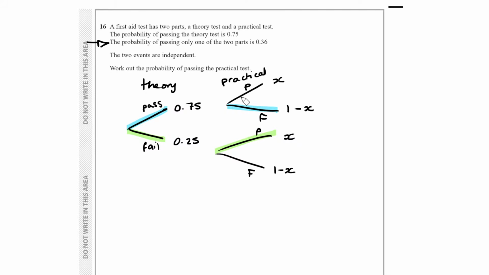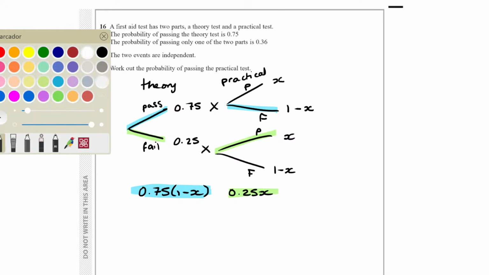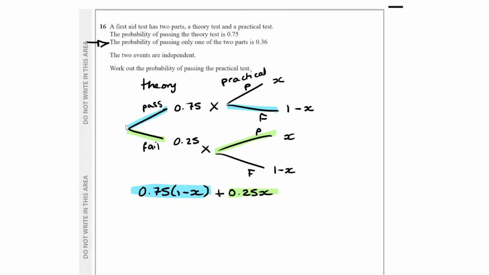Now imagine you're working through a probability tree. When you work through them, we always multiply between the branches. So for the blue option, that would be 0.75 multiplied by 1 minus x. And then for the green option, that would be 0.25 multiplied by x. And then when you have probability trees, when you've got multiple options, that means that we have to add them, because it's either the blue option or the green option, isn't it? One or the other. And then that is what is equal to 0.36. So do you see how I've created an equation? And that's why I only wanted to use x and not a second letter, because I only had enough information to create one equation.